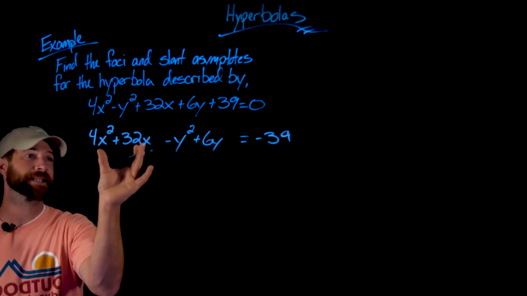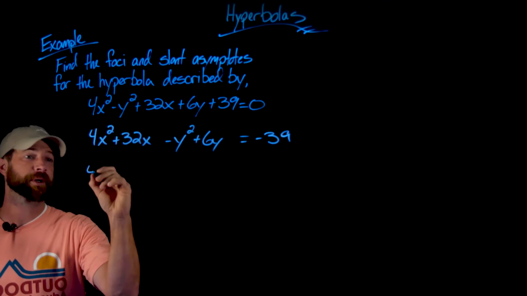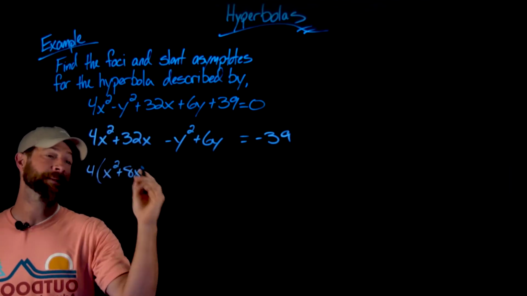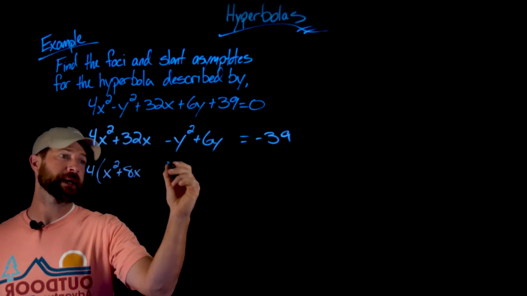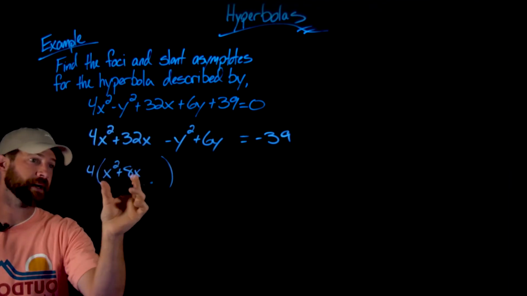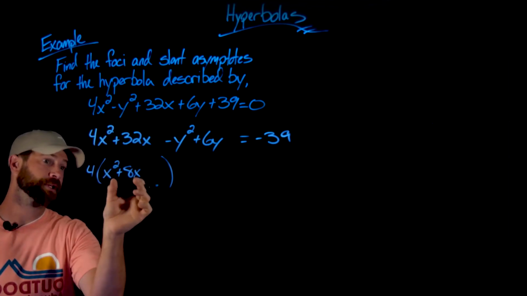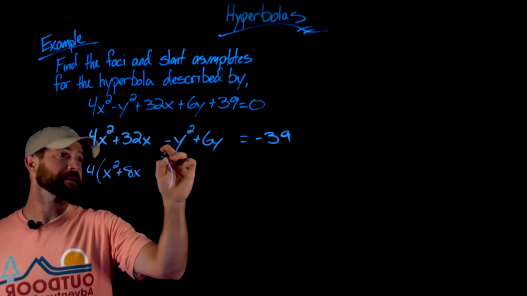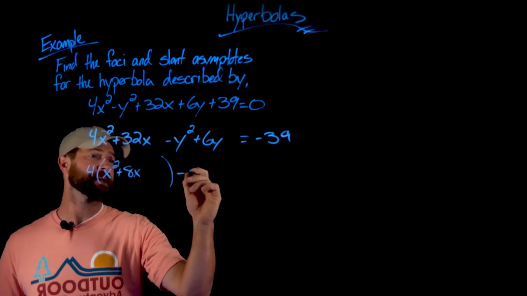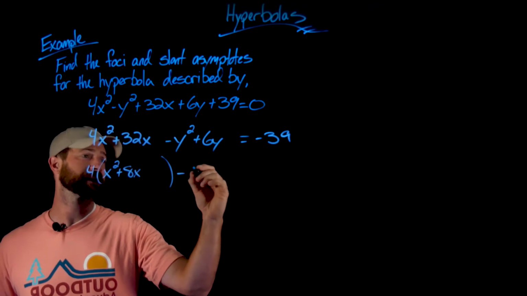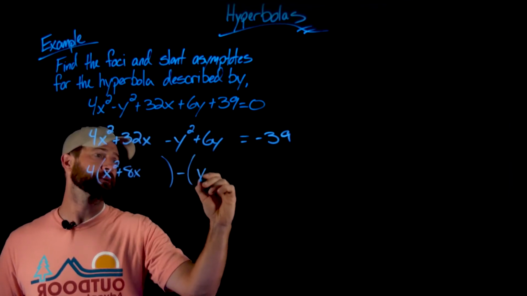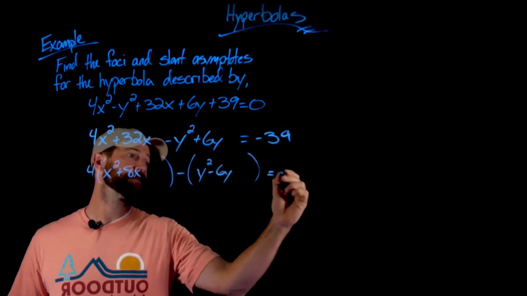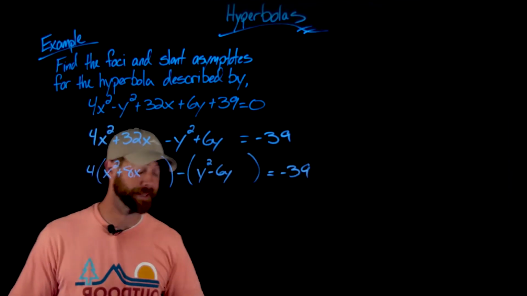So in this case, I'm going to factor out a 4. I'm going to write this as 4 times x squared plus 8x, and then I'm going to leave a blank right here. This is where I'm going to be completing the square for this quadratic inside the parentheses. And in this case, I'm going to factor out the negative, which will only have the effect of changing the sign of this term. So this becomes y squared minus 6y, and this minus 39 is unchanged.